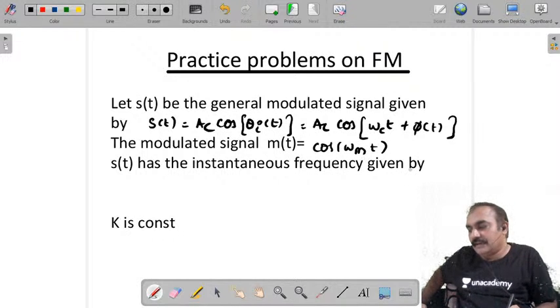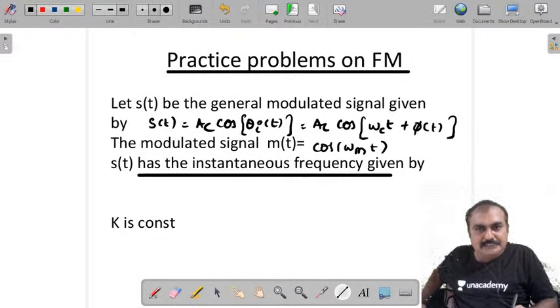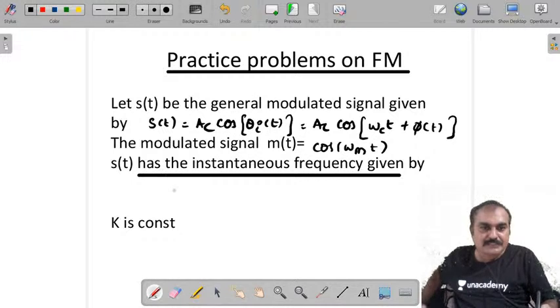Then he has given that s(t) has an instantaneous frequency, given by, what is that? That value is how much? Phi of t.